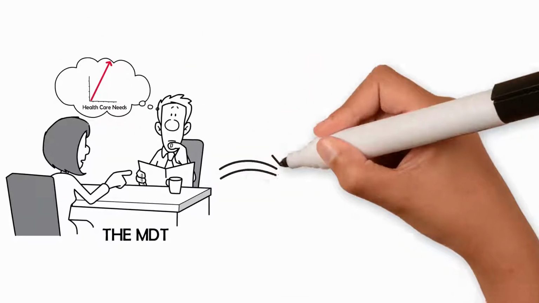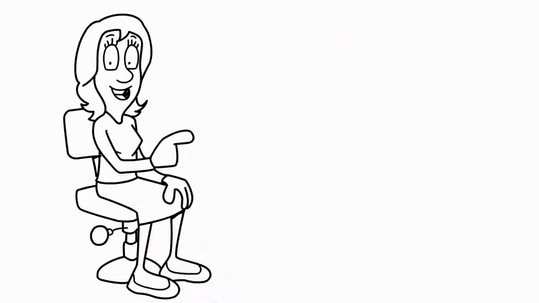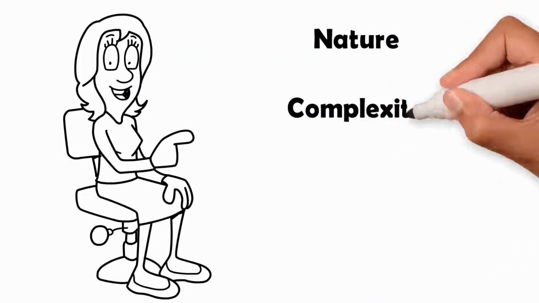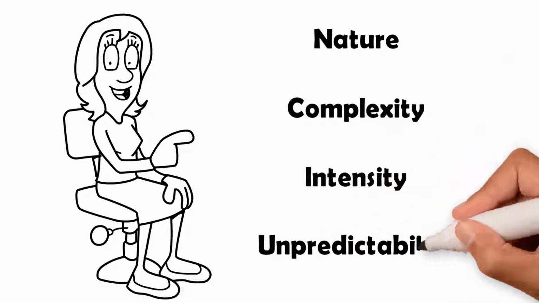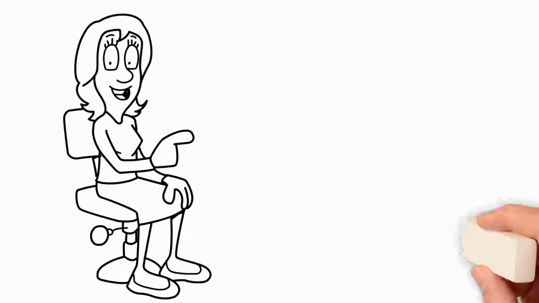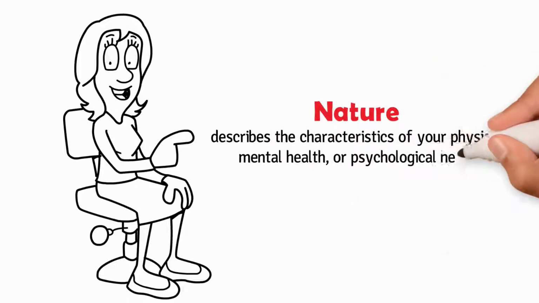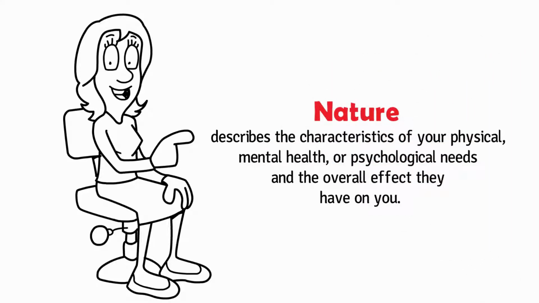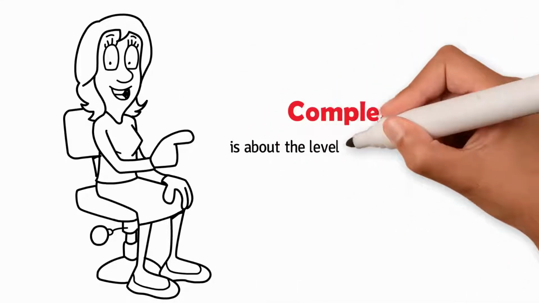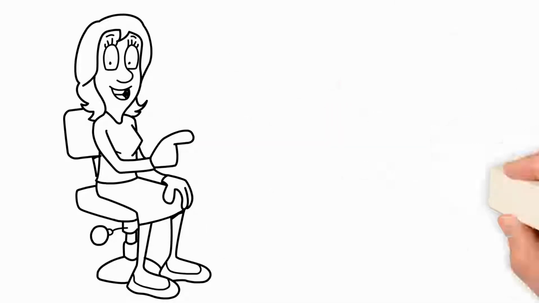They must determine whether you have a primary health need. This is achieved by considering the nature, complexity, intensity, and unpredictability of your care needs. These are 4 very important words. Nature describes the characteristics of your physical, mental health, or psychological needs and the overall effect they have on you. Complexity is about the level of skill and knowledge required to manage your range of needs.